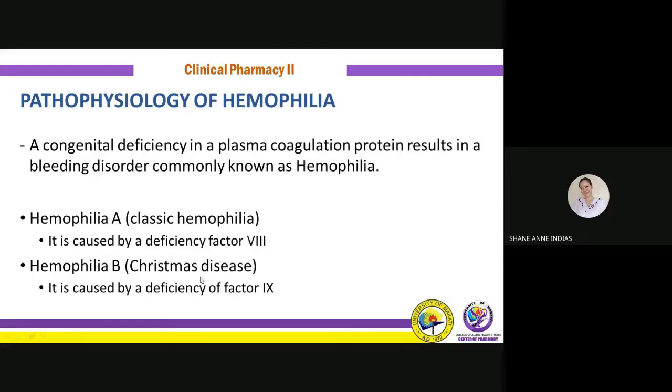Okay, so for the pathophysiology of hemophilia, as mentioned earlier, a congenital deficiency in a plasma coagulation protein results in a bleeding disorder commonly known as hemophilia. The classic hemophilia, which is hemophilia A, is caused by deficiency in factor 8, and the Christmas disease or hemophilia B is caused by deficiency of factor 9. It's called Christmas disease because factor 9 is also known as the Christmas factor.